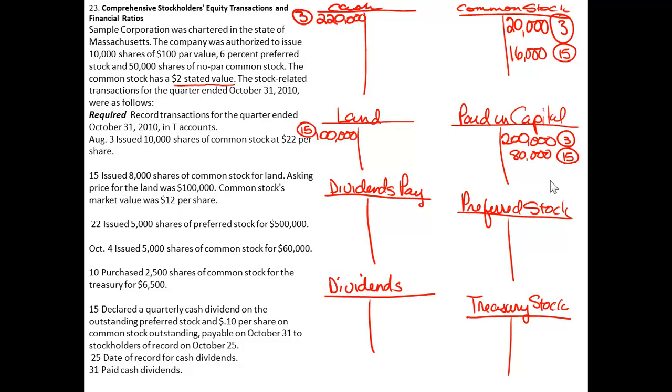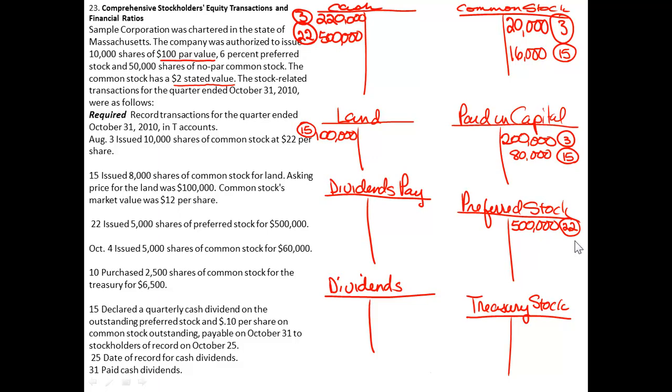On the 22nd, we issue 5,000 shares of preferred stock for $500,000. So we're going to debit cash on the 22nd for $500,000. We'll credit preferred stock for the 5,000 shares, and preferred stock has a $100 par value, so 5,000 times $100 par just so happens to be $500,000. So there's no need for paid-in capital on the 22nd.